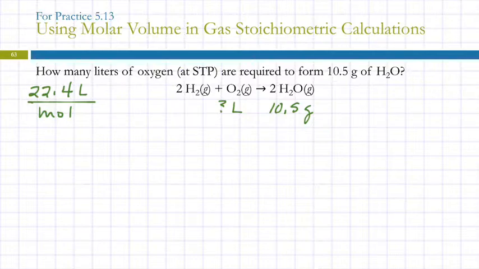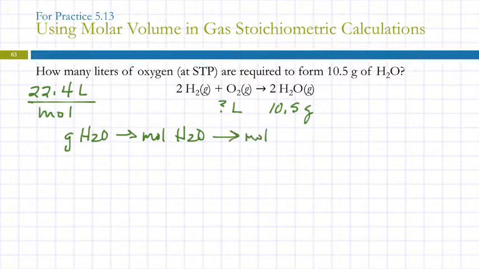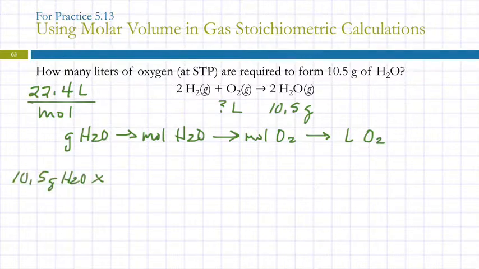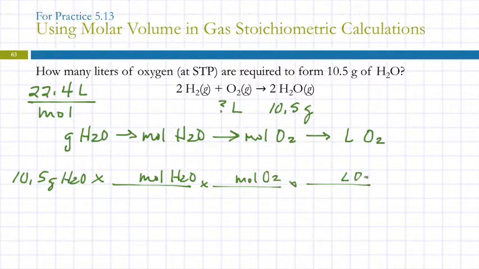So grams to moles to moles to grams. We've got grams of H2O. We're going to go to moles of H2O and moles of O2. But then instead of going to grams of O2 like we normally would, we're going to go to liters of O2. So that's our path. 10.5 grams of water. And we're going to go to moles of water and moles of oxygen and then liters of oxygen.